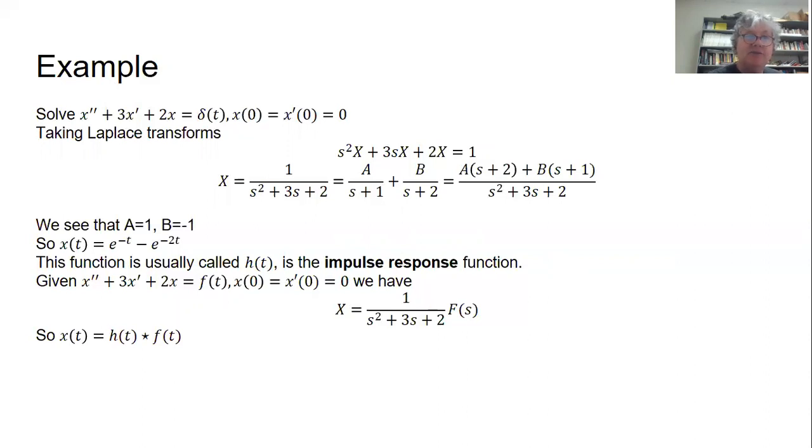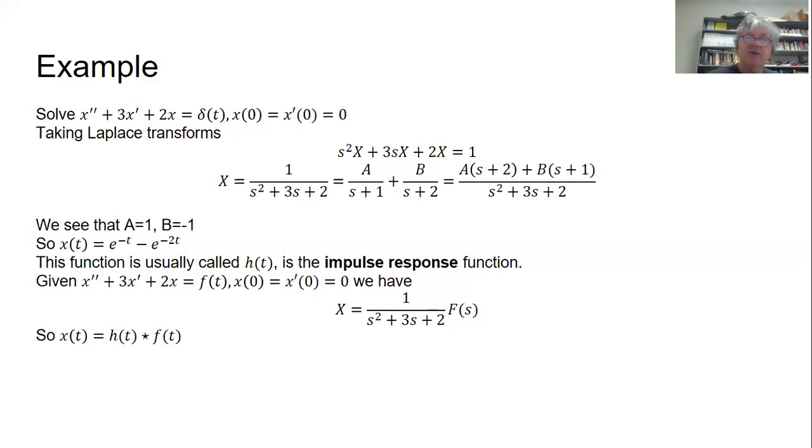Well, taking Laplace transforms, it's very simple, right? The Laplace transform of delta t is just 1, and so you just get the characteristic polynomial times x. So x is just 1 over the characteristic polynomial. We do partial fractions, and it's fairly easy to see that it's 1 over s plus 1 minus 1 over s plus 2. So that tells us that the solution to this differential equation is e to the minus t minus e to the minus 2t.